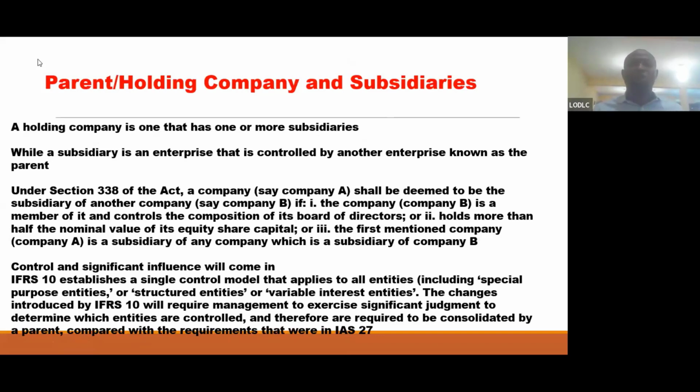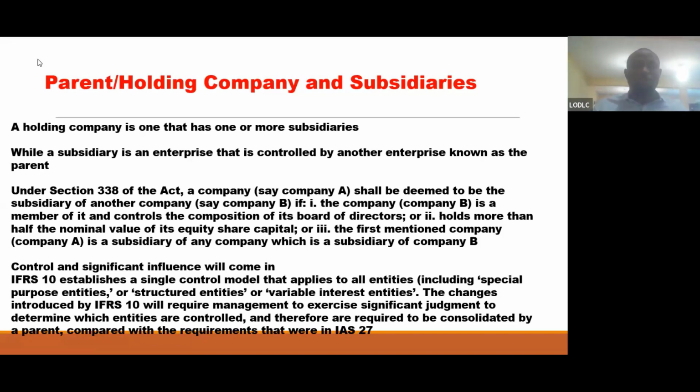When you are talking about the subsidiary, you'll be talking about an enterprise that is controlled by another enterprise. That's why I made mention of the parent and the children, for instance. A parent is one that has one or more children. So that is the parent, while the subsidiary is a child that is controlled by another enterprise.